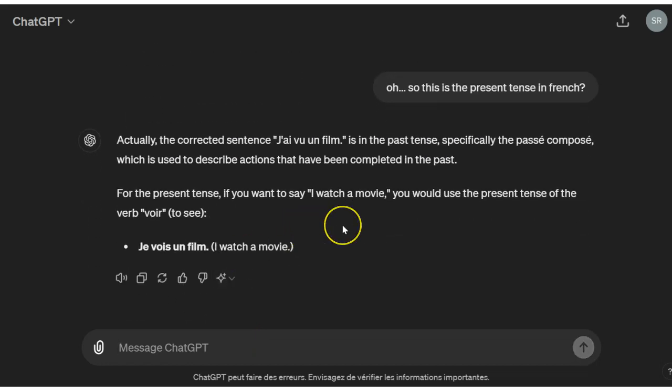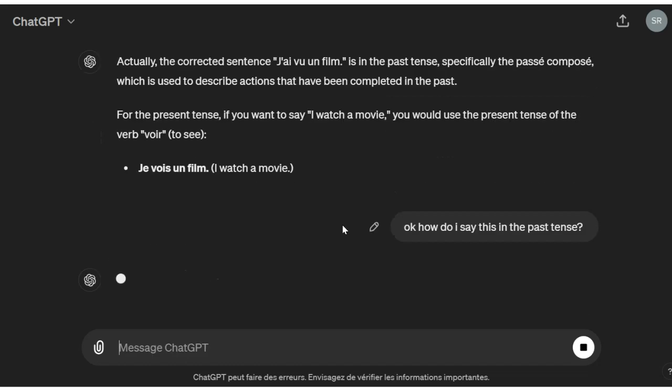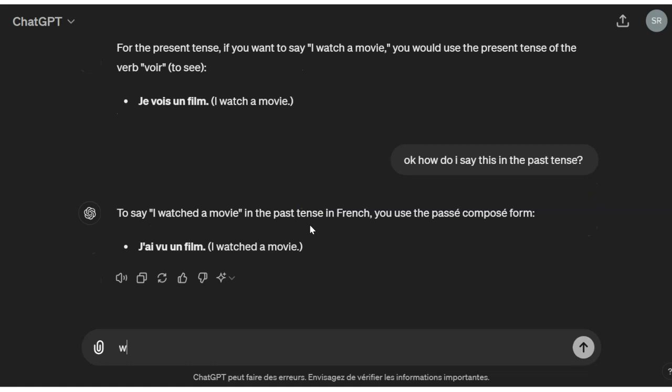So I try to ask it leading questions. Obviously wrong. Is this the present tense? And so the answer that comes from GPT is no. If you want the present tense, then it would be this, and then it gives me the sentence in French in present tense. And so how do I say it in the past tense?